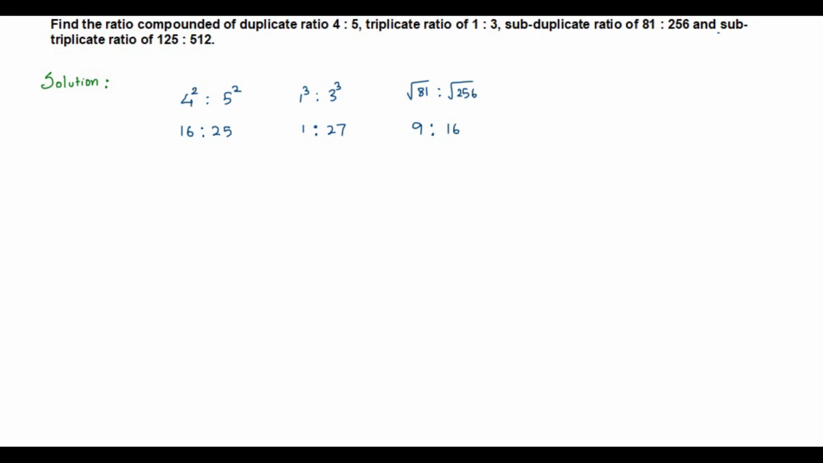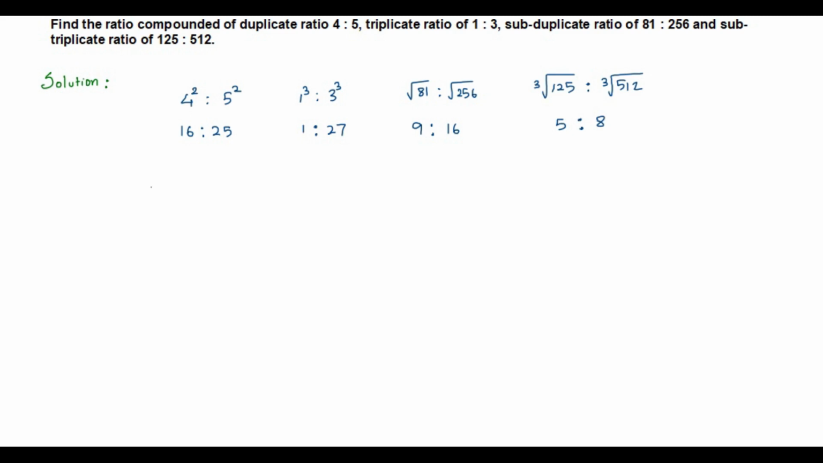Okay, now let's get the sub-triplicate ratio of 125:512. To get the sub-triplicate ratio, we have to take the cube root of both the terms of the ratio. So cube root of 125 is to cube root of 512, and the cube root of 125 is just 5 and cube root of 512 is 8.